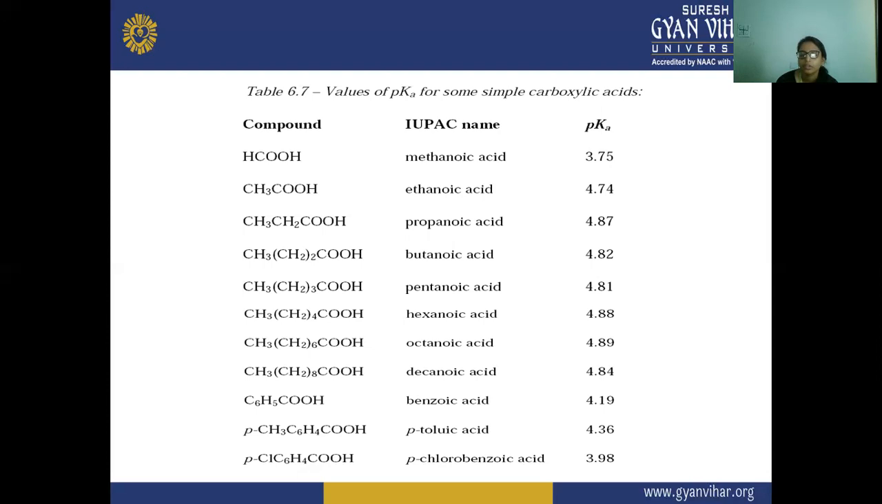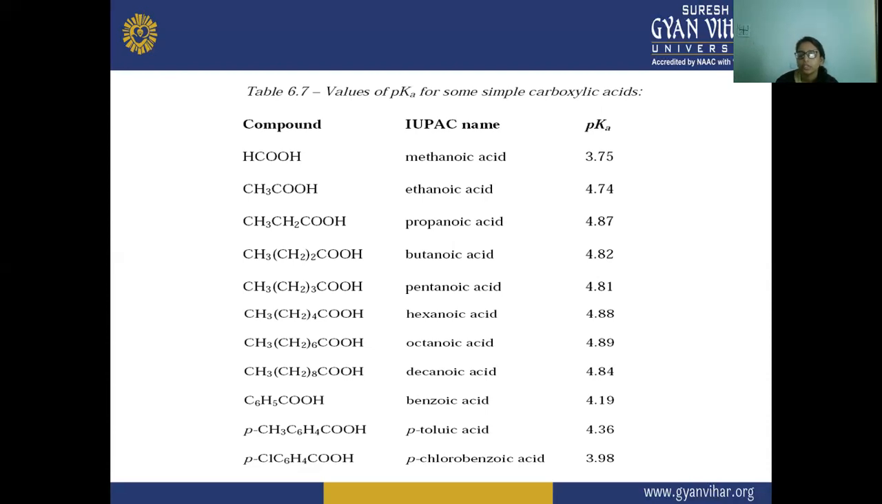Their pK value is increasing because there is the attachment or bonding of this hydrocarbon chain or alkyl group to it. Next is the butanoic acid, having 4.82. Next is the pentanoic acid, having 4.81. Next, hexanoic acid, having 4.88. Next is octanoic acid, which is having a 7-member hydrocarbon chain, and it is having a pK of 4.89. So they are lying between 4 to 5. Next is the decanoic acid, having 4.84.